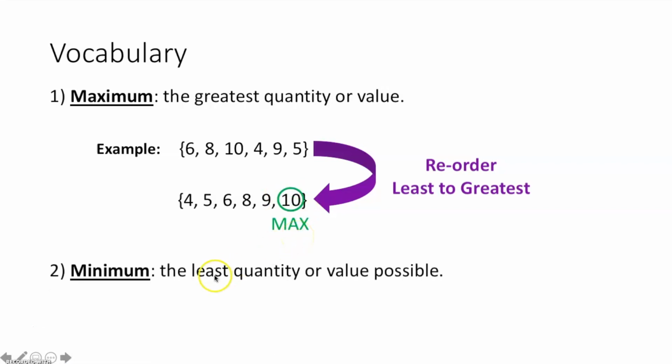Now the minimum would be the least quantity or value possible. So here, that would be 4. And again, it helps greatly that we reorder it from least to greatest. It allows us to easily see what our max and min are.